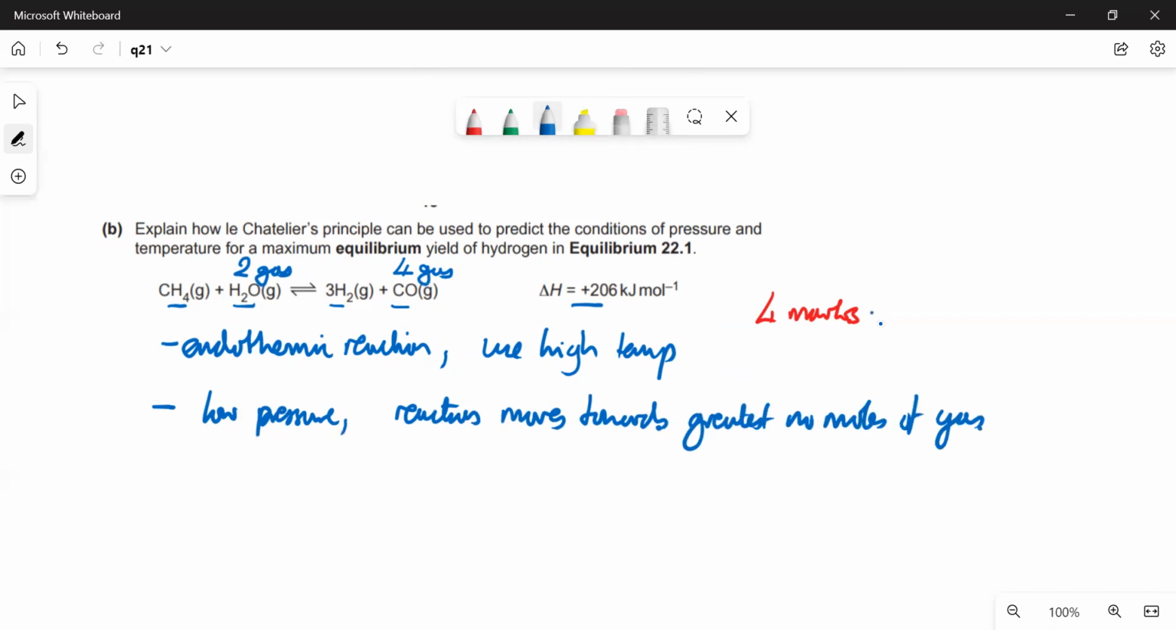Okay. Now it's only asking us about equilibrium here, so you don't want to waste time by getting sidetracked, saying, yeah, well, you might use a high pressure to increase the rate of reaction, because it's not asking that. Right, your 4 marks are just for those points there.